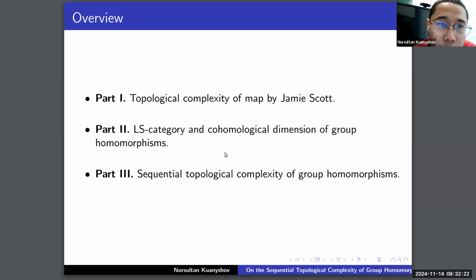Okay, so I split it into three parts. The first part is the topological complexity of a map, introduced by Jamie Scott. In the second part, we're going to talk about LS category and the cohomological dimension of group homomorphisms. And the third part is the sequential topological complexity of group homomorphisms, where I present some computations for group homomorphisms, namely for finite groups, finitely generated abelian groups, free groups, surface groups, nilpotent groups, and so on.